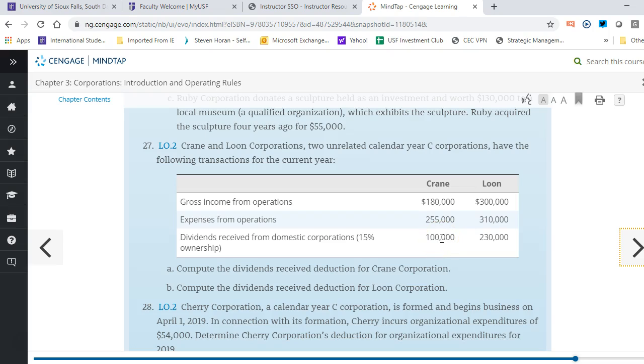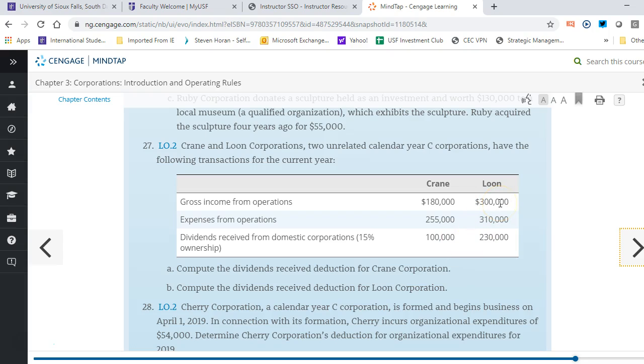Here's the reason why it's 50%. The net operating loss rule applies. Deducting 50,000, 50% of the 100,000, results in an NOL for Crane, which would be the 180 plus the 100 minus the 255 minus the 50, that would be a $25,000 loss. So because of that, they're capped at 50,000.